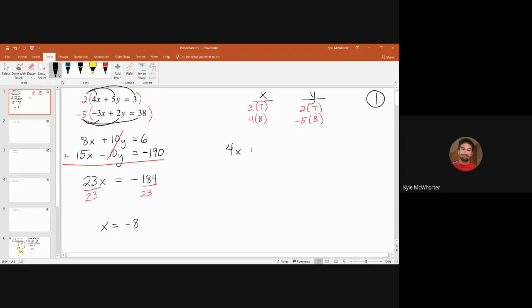So 4x plus 5y equals 3, but I'm going to sub a -8 in for x. So this is 4 times -8 plus 5y equals 3. Okay, 4 times -8 is -32.